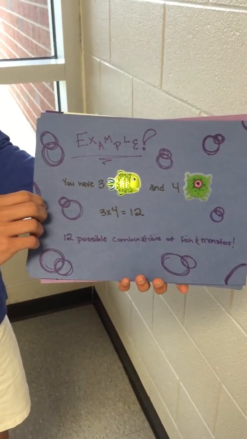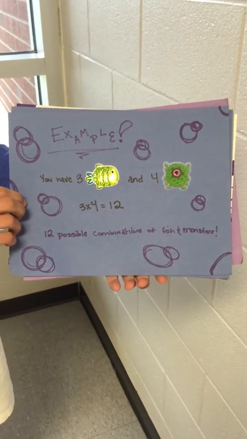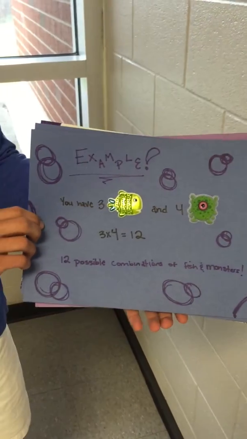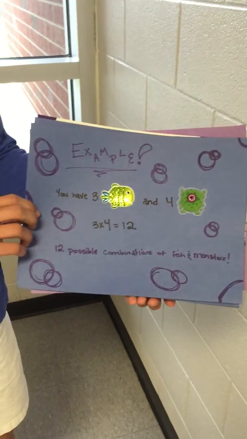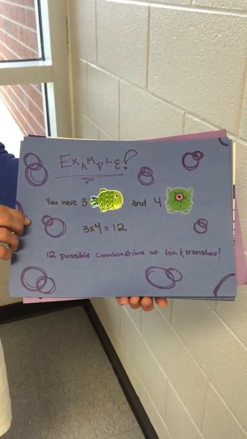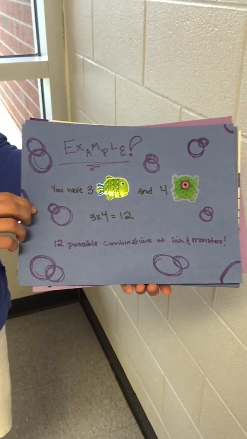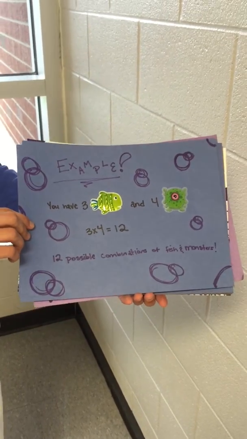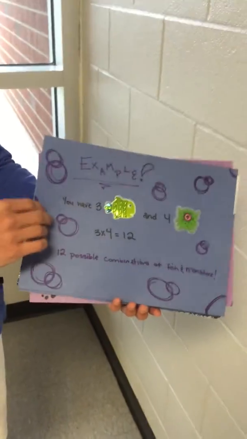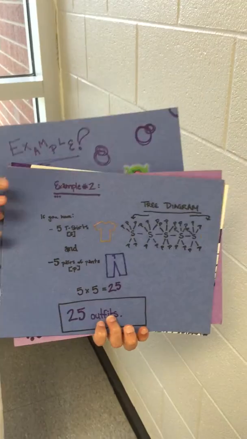Example would be you have 3 fish-eye, and 4 green monster things, and 3 times 4 is equal to 12. That means there are 12 possible combinations of fish and monsters. Let's look at another example.